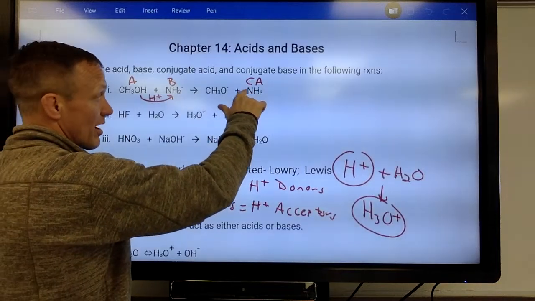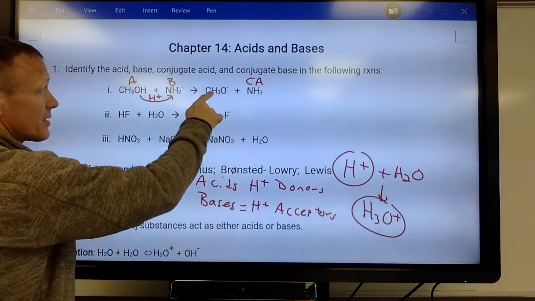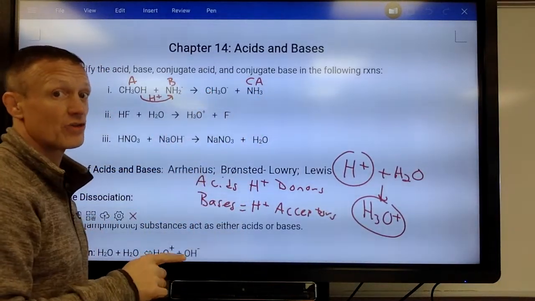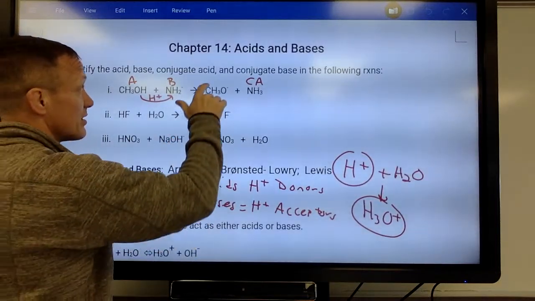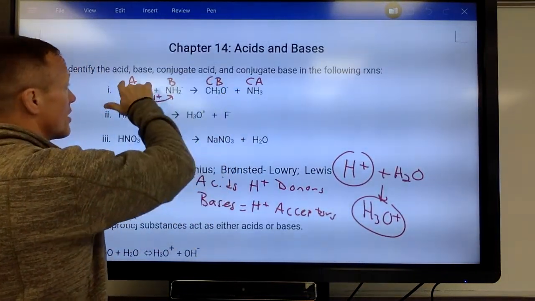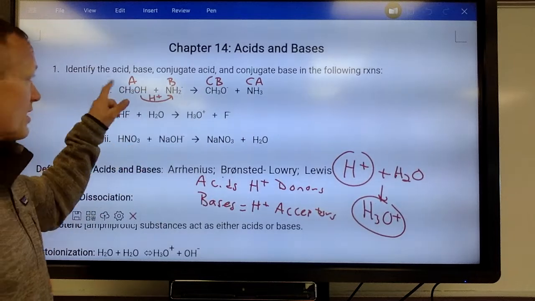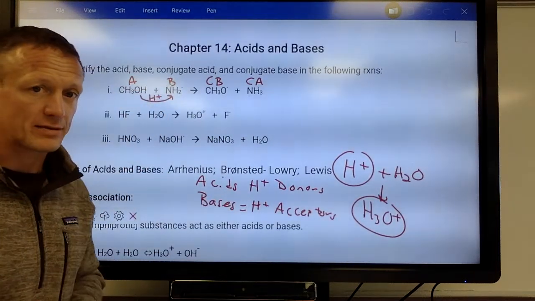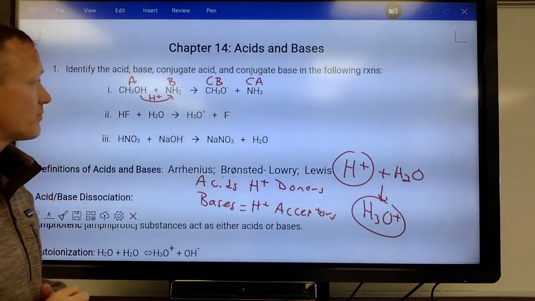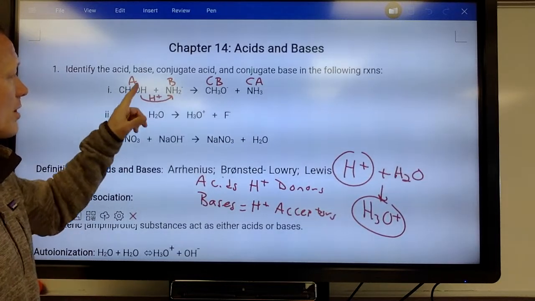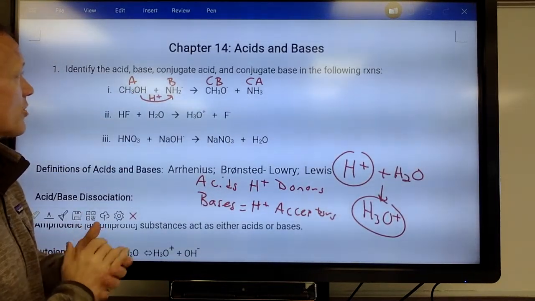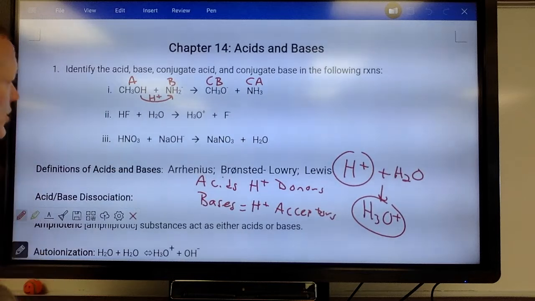It has the ability to give away a hydrogen. It's got an extra hydrogen now. This thing does not want to give away hydrogen. It's got a negative charge. It really wants to gain a hydrogen. So it is the conjugate base of this acid. So once the acid loses the hydrogen, if it's a weak acid, strong ones don't do that. If it's a weak acid, its conjugate base is formed once it loses its hydrogen.